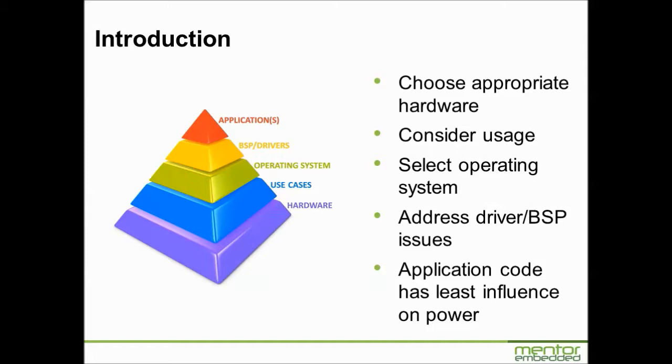The next thing is the operating system you choose, if indeed you have one, of course. And then the next layer within that operating system that's important is the drivers and BSP. And on top of that, the application software has the least impact in terms of improving the power consumption behavior of a device. It can actually have the most impact in damaging the power behavior of a device, but it can have the least benefits of improving it. So applications is least important.